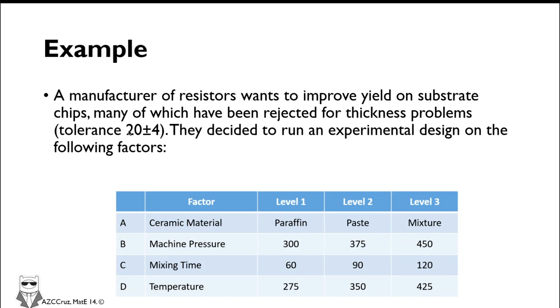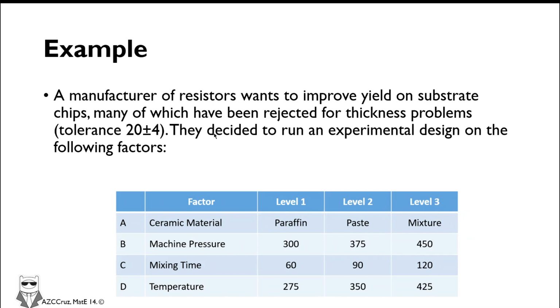So may target siya, kumbaga 20. So that is a nominal is best. Tapos pwede din i-argue na gusto daw niyang i-improve yung yield ng substrate chips, which is a higher is better problem. So dito kailangan natin i-check yung language mismo, no? So what is the goal?